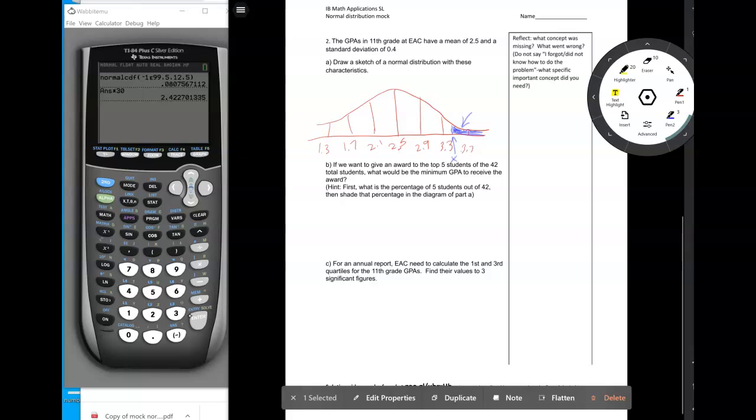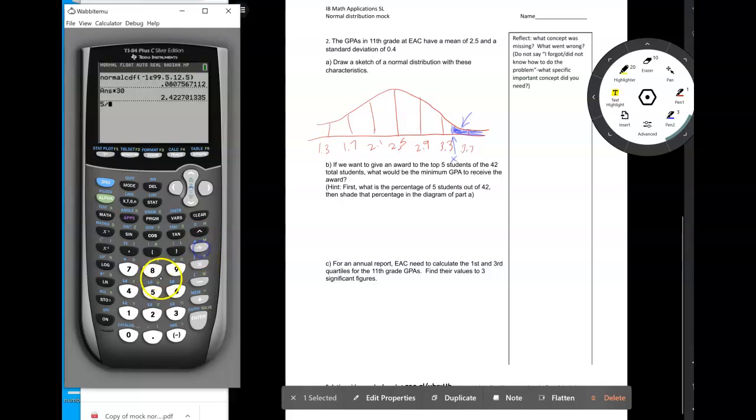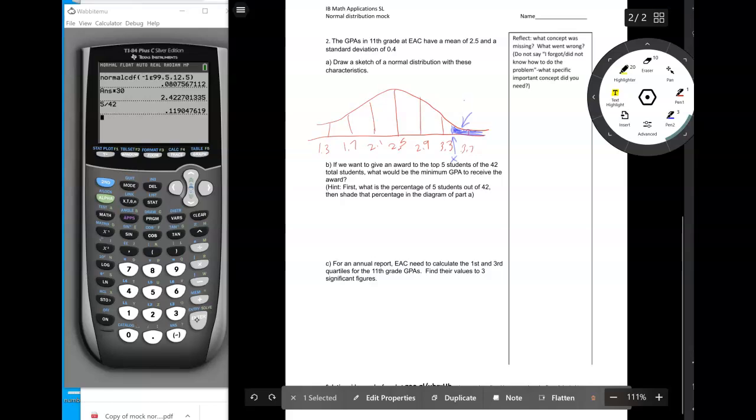And the hint says, what is the percentage of 5 students out of 42? Then shade the percentage in the diagram. I've already shaded the diagram, but I want to translate 5 students out of 42 into a percentage. So it's 0.119, 11.9%. So I'm going to say that this is 11.9%, or I could say it's 0.119.